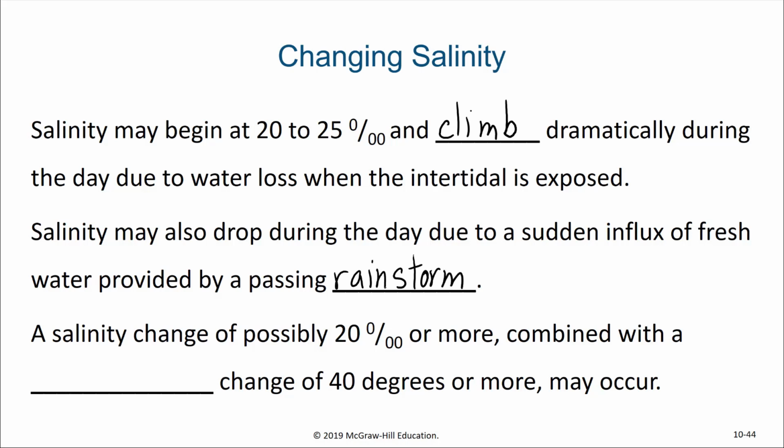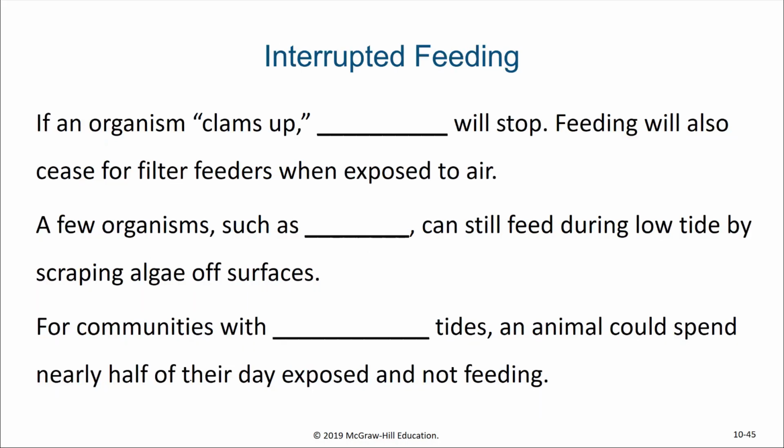A salinity change of possibly 20 parts per thousand or more, combined with a temperature change of 40 or more degrees, may occur. These would be hellish changes for most marine organisms, and this is why the intertidal is a very harsh environment for an organism to survive in. And yet, even though these are severe, these aren't the only challenges for living in the intertidal.